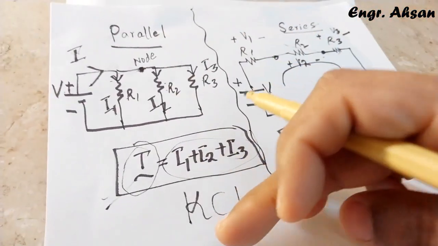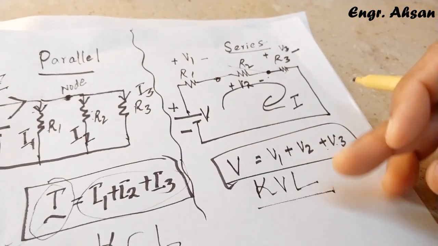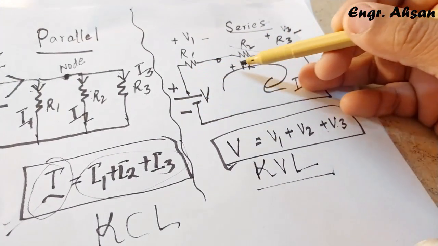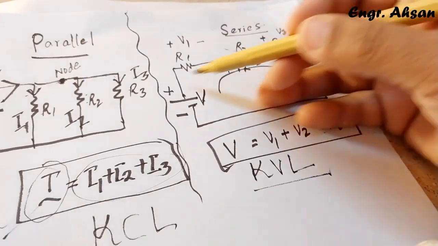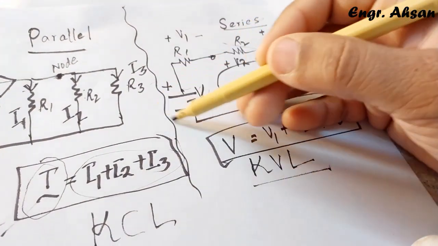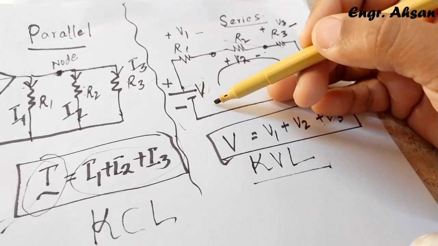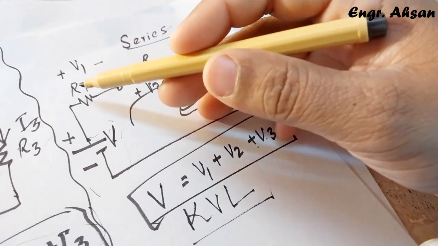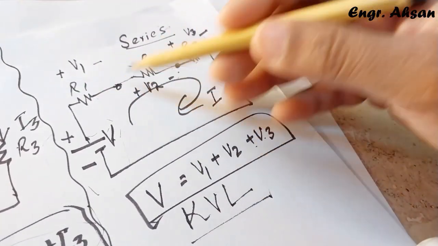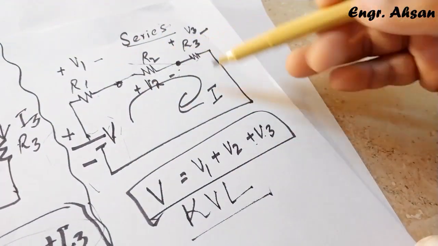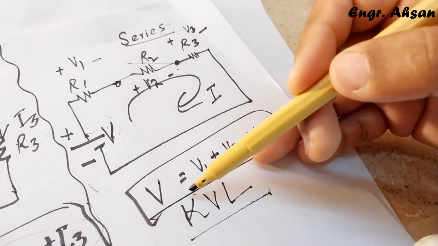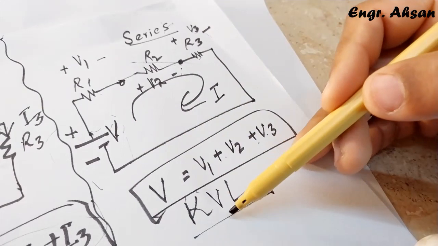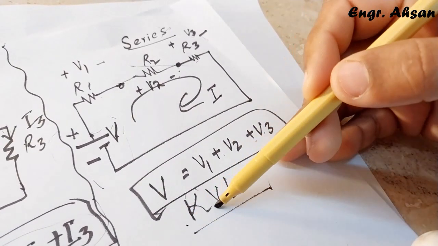This is called KCL. And when we talk about KVL, we must have a closed path. This is the closed path, closed circuit. So we can apply KVL over here. The total potential difference provided by the battery or the source would be divided into many potential differences across the components, like V1, V2 and V3. If you add all of them, you get the total provided by the battery. This is called the KVL rule, Kirchhoff's voltage law.